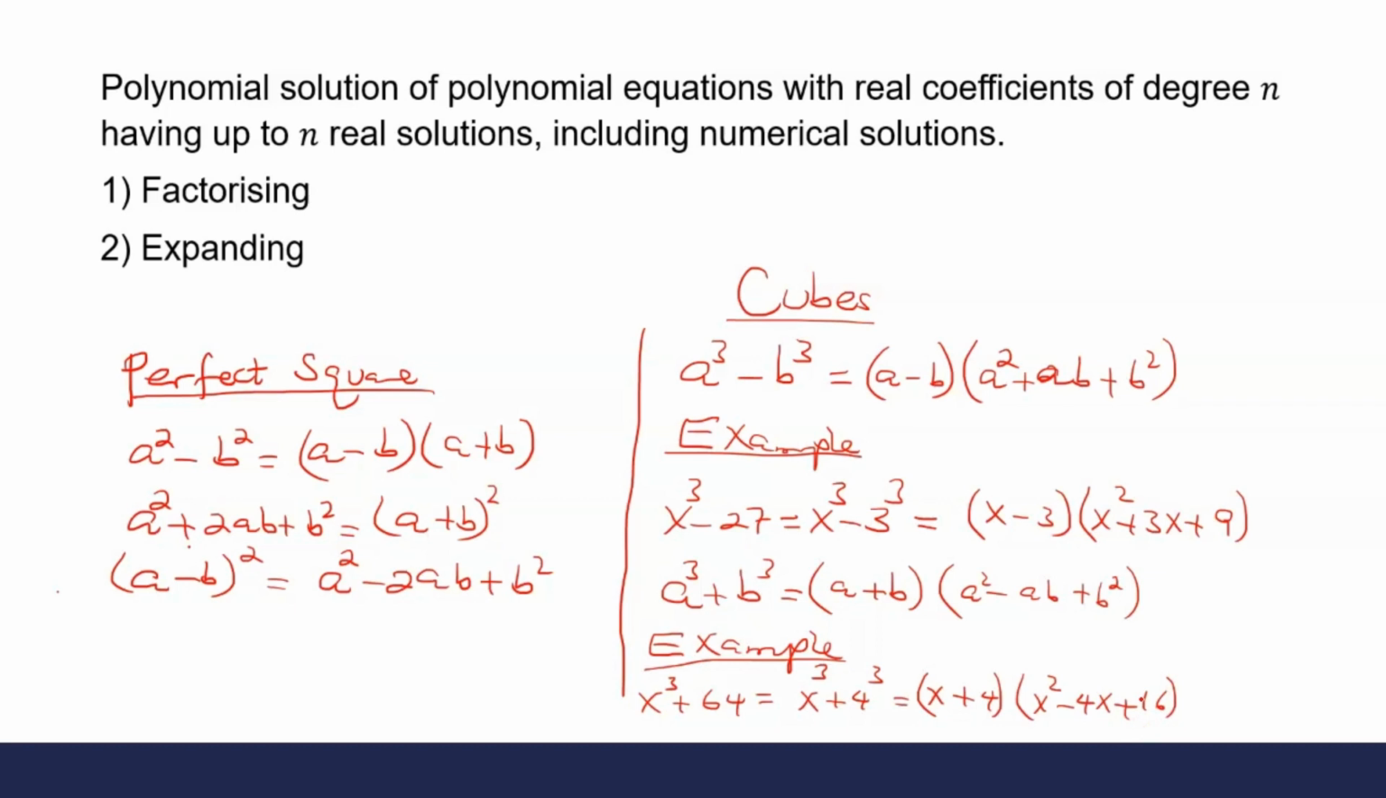Having said that, we need to remember that a to the power of 3 plus or minus b to the power of 3 is not the same as a plus or minus b, cubed.